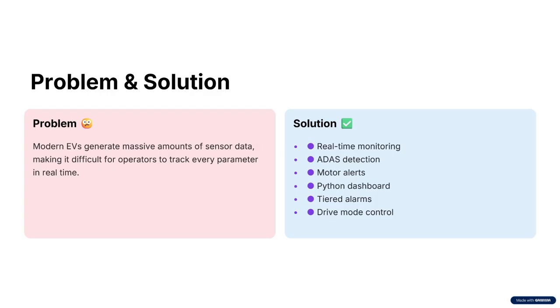In modern electric vehicles, hundreds of sensor values are generated every second. It becomes difficult for the drivers or engineers to monitor all these parameters simultaneously. Without proper monitoring, we may face many problems such as motor overheating getting unnoticed, battery level becoming critical, or collision risk not being detected in time.